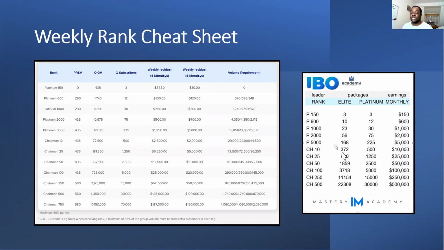Imagine 372 customers to go chairman, or your customers on Elite. And imagine you're working your way to 500. They will say, I've got to get the magic 500. You don't need to get 500. It can be less than that.